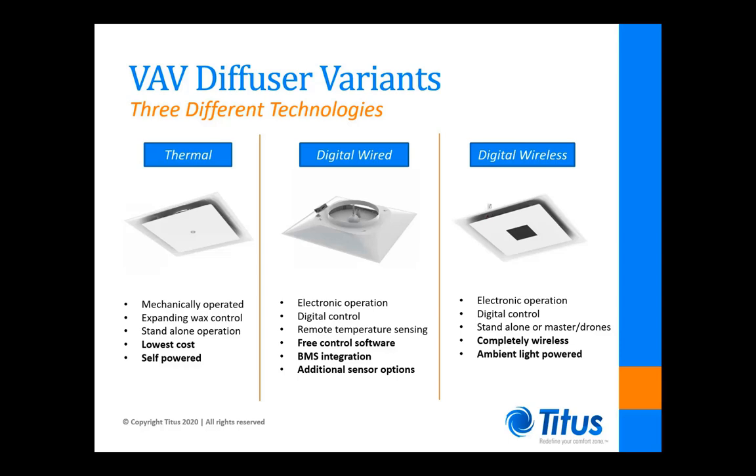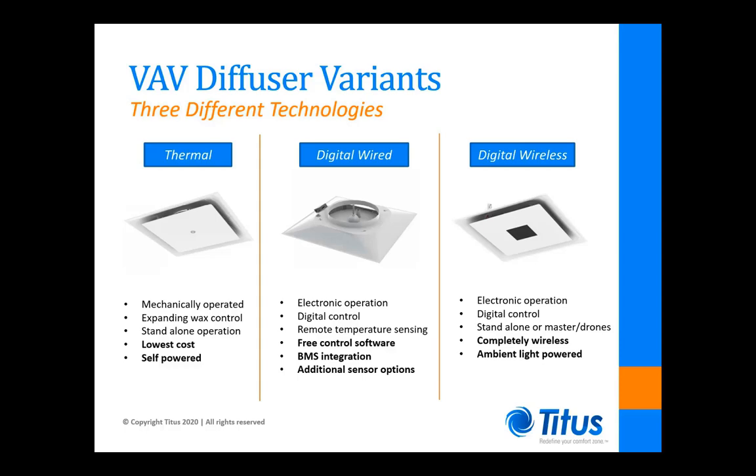The version on the left is a thermally powered diffuser, which uses a wax pill to move the actuator. This is the oldest type of design on the market. The digital diffuser shown in the centre is fully electronic and relies on wiring to carry the power and communication signals across the diffuser network. This system offers the most features of the three types.